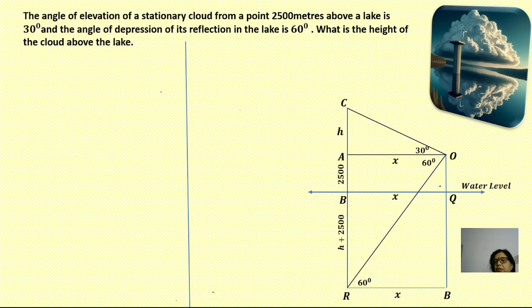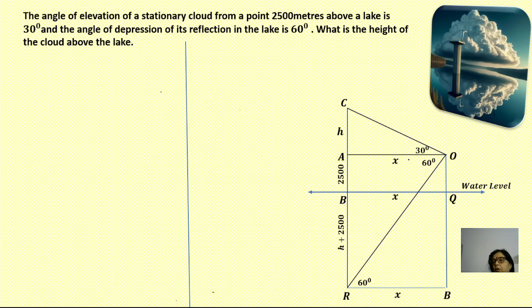The person is standing, this is the observer over here, and he is standing at a height of 2,500 meters above the water level. The cloud is at this point over here. He looks at the cloud and finds that the angle of elevation is 30 degrees. And from the same point, he looks at the reflection of the cloud and finds that the angle of depression of the reflection is 60 degrees.